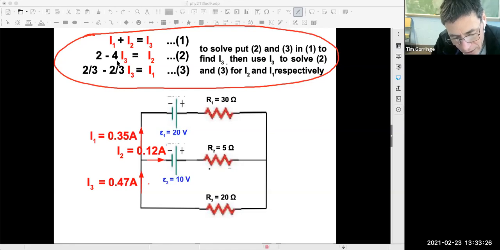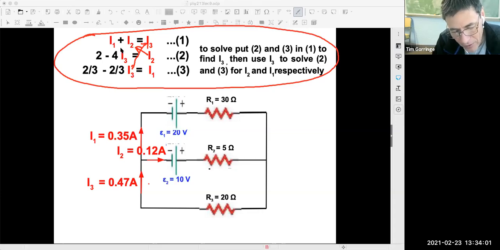So what I did was I used the second equation to replace the I2 with I3. And then I used the third equation to replace the I3s with I1s. And that gives you an equation that just contains I1. So that's the magic of solving these 3 equations with 3 unknowns.